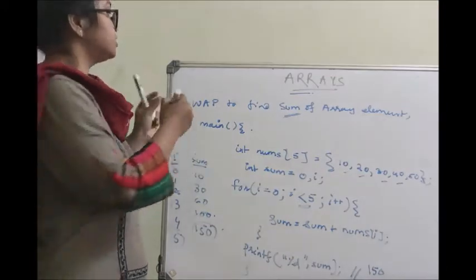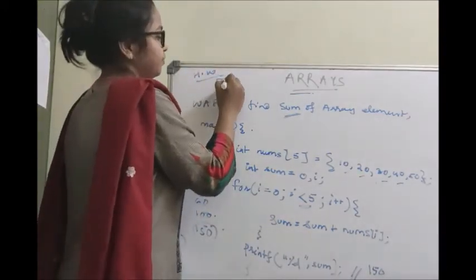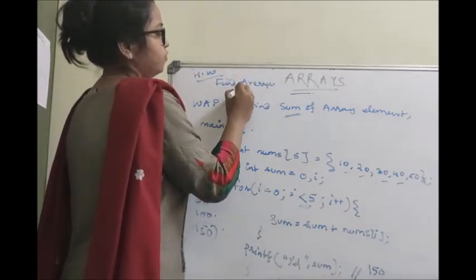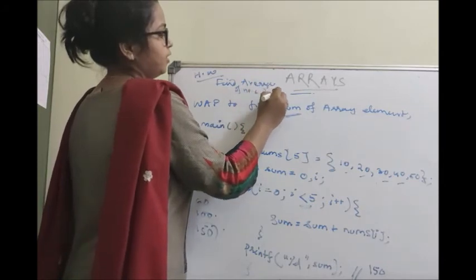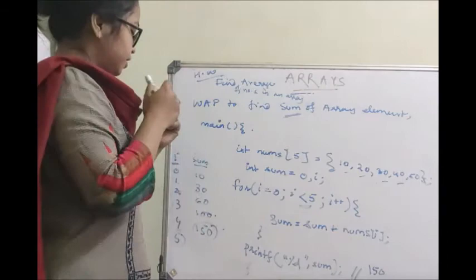So take that down as homework. The homework is to find the average of numbers in an array. This is the homework, so you can try it.